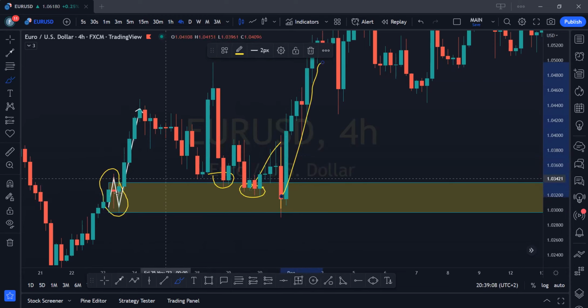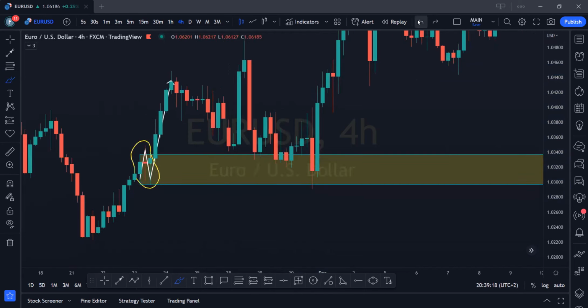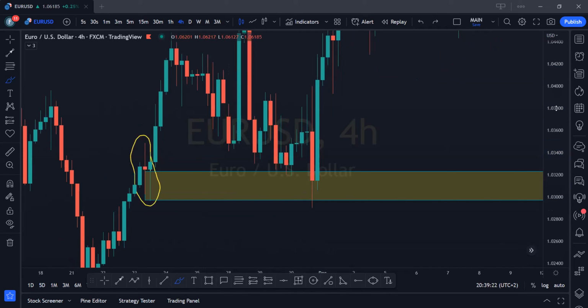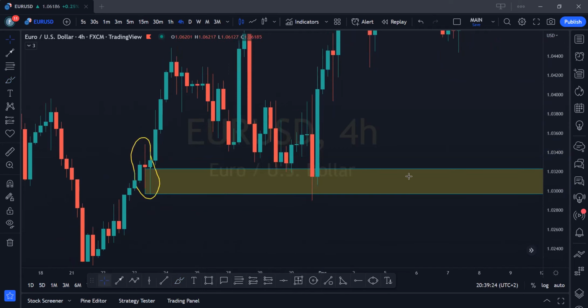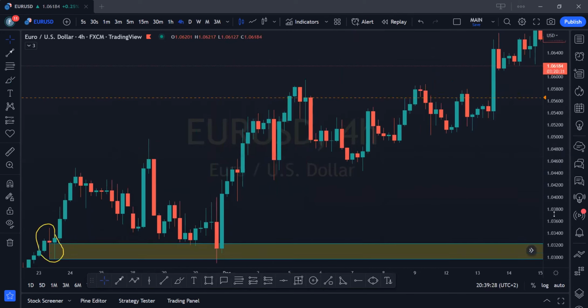All right, so again, the essence of marking a support zone is to give us an idea as to where to buy. So you are only trying to spot areas of reversal. Hope that makes sense. Okay, let's do another example.